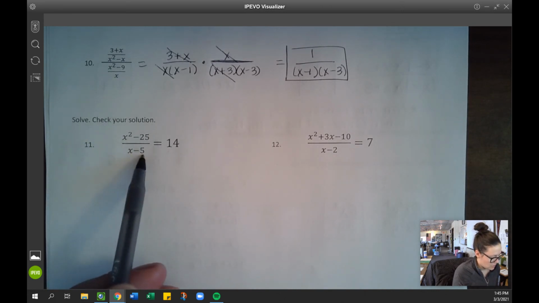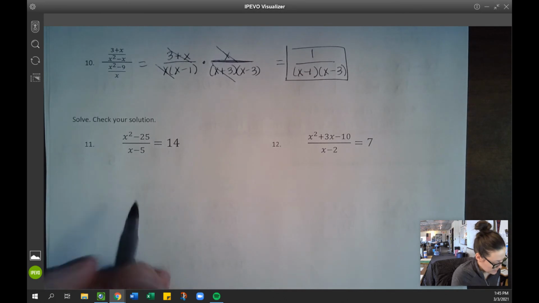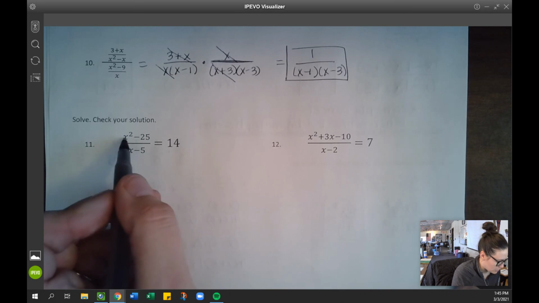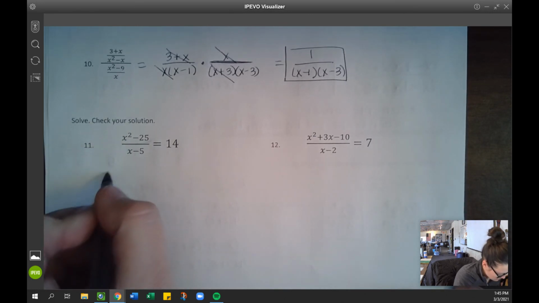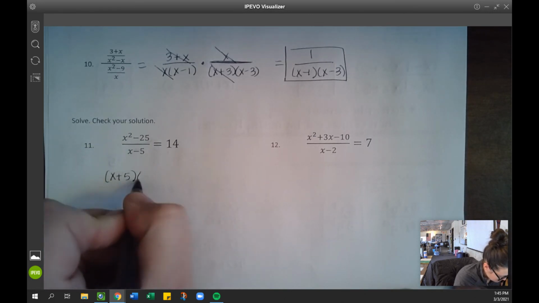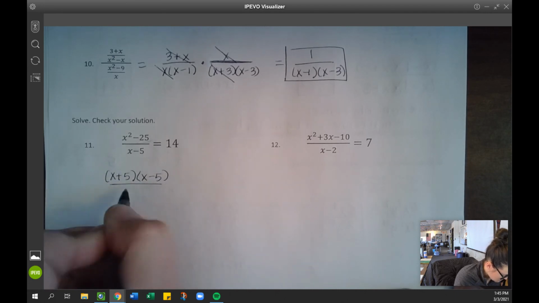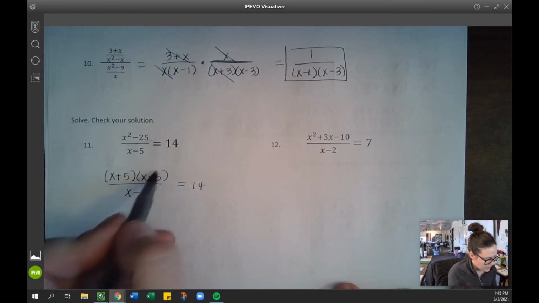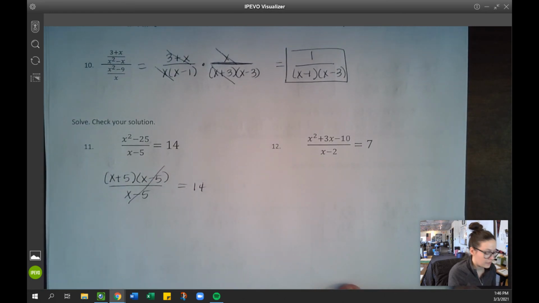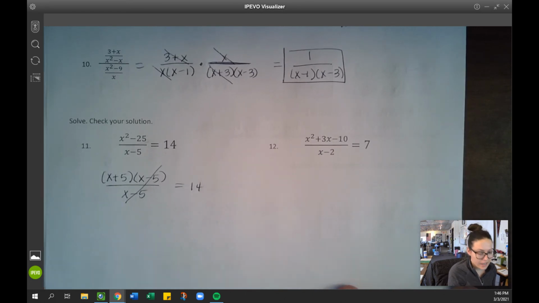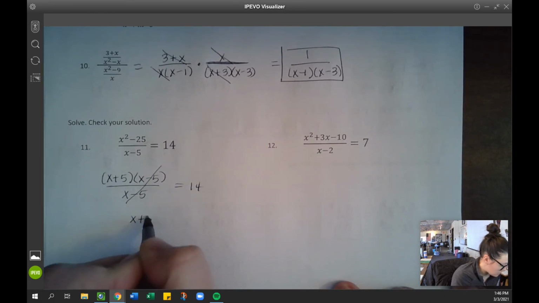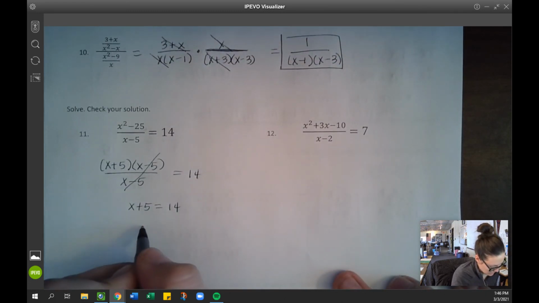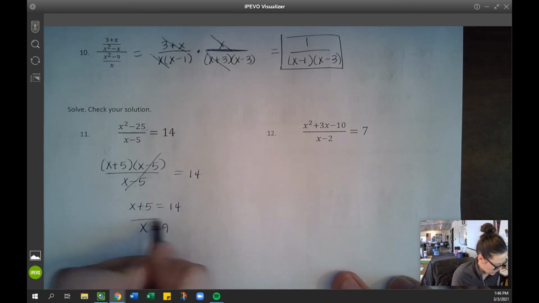Solve. Check your solution. So what we're going to do is we are going to simplify. And to do that, we are going to factor, because that's the first thing we do whenever possible. x squared minus 25 is a difference of squares. And when you factor it, you suddenly realize that, hey, I can cancel that out. And now my equation is much simpler. Subtract 5 from both sides, you get x equals 9.